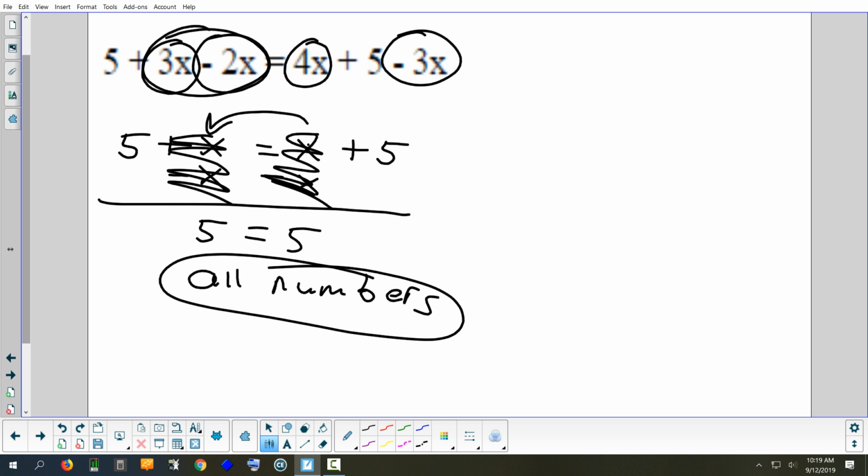All numbers is the solution. If you got this far and you forget to write all numbers, it's almost like you didn't put the answer. It's like you did a bunch of work, but you didn't actually say what the answer is. So you wouldn't get full credit if you don't put all numbers. If you put all real numbers, that's okay too. Yeah, I'm not really picky about that. Any question on that one?